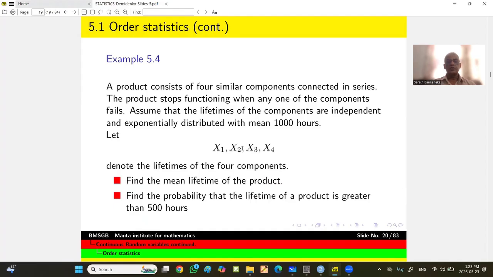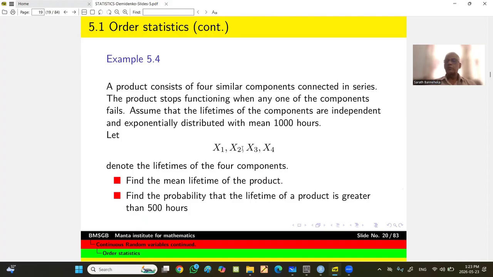The product stops functioning when any of these components fails. Right? So that means the product will stop functioning when the first component fails. I mean, not the first component, actually one of the components fails, right? At the moment one of the components fails for the first time, the product will stop.